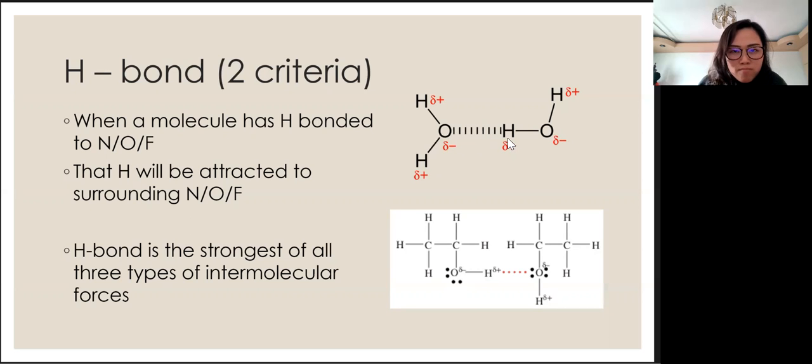Those kinds of hydrogens, when there is another N, O or F in the neighboring environment that attracts it, form a hydrogen bond. If we look at a molecule as a family, only when there is an N, O or F within the family household bonded to the hydrogen, can that particular hydrogen form a hydrogen bond with the N, O or F in a neighboring household. Two houses, but within the house, there must be N, O or F as well, bonded to hydrogen. Hydrogen bond is the strongest of all three types of intermolecular forces.